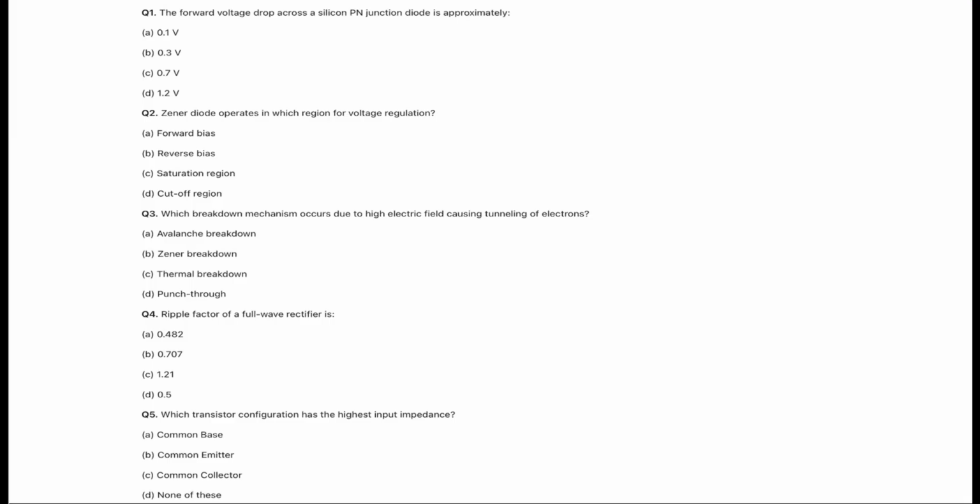The forward voltage drop across a silicon PN junction diode is approximately option A 0.1 volt, option B 0.3 volt, option C 0.7 volt, option D 1.2 volt. We know that the forward voltage drop of a silicon PN junction diode is 0.7 volt. So the answer is option C.